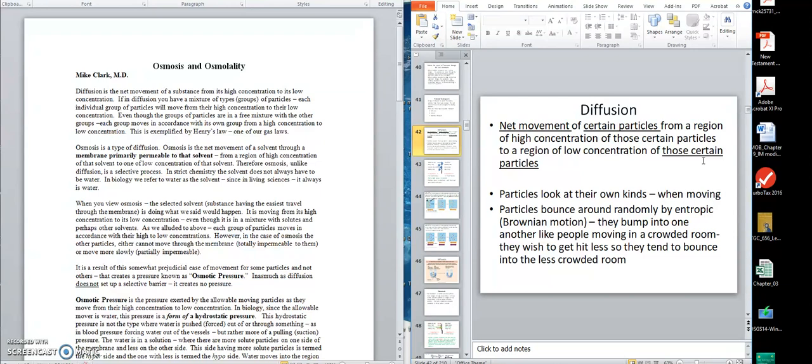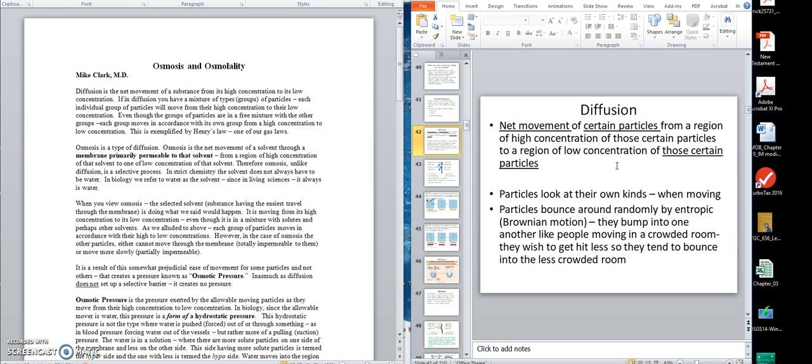What happens is, and I want you to listen to me carefully, particles look at their own kind. So even when particles are in a mixture of particles, they look at their own kind. That's the rationale for why we could do the partial pressures. Remember in the respiratory system we did the partial pressures?